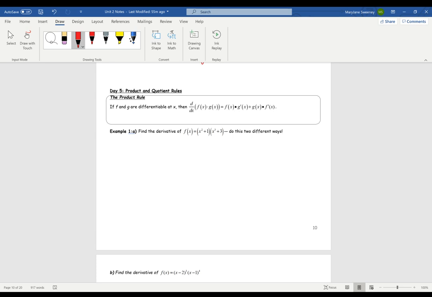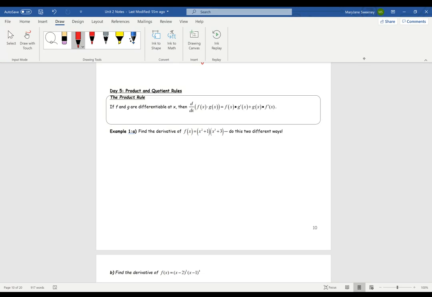If f and g are differentiable at x, then d dx of f of x times g of x, so a product, is f of x times g prime of x plus g of x times f prime of x. So what does that really mean?